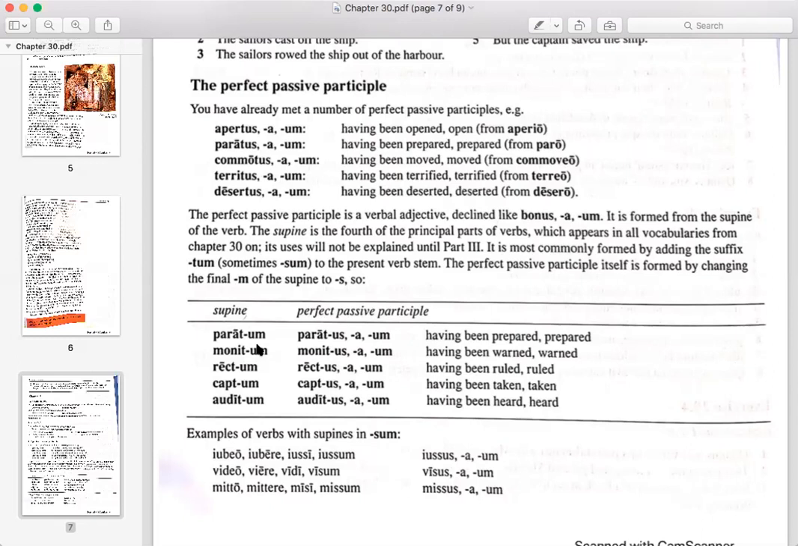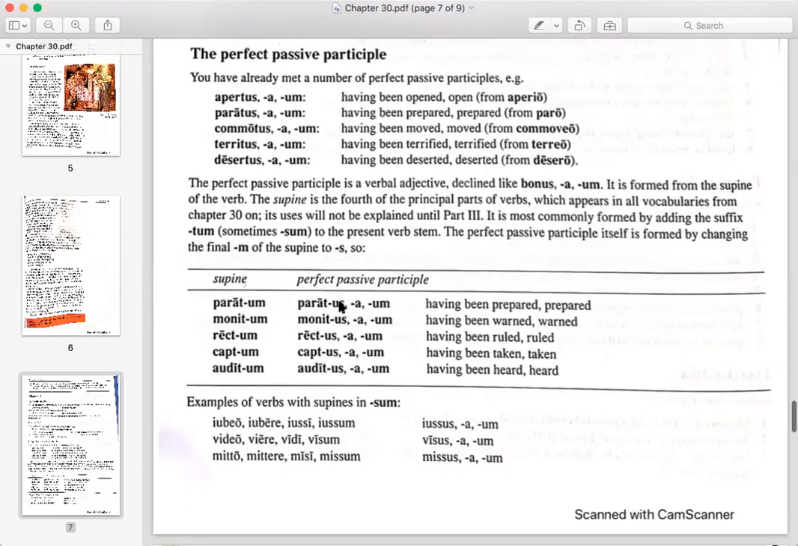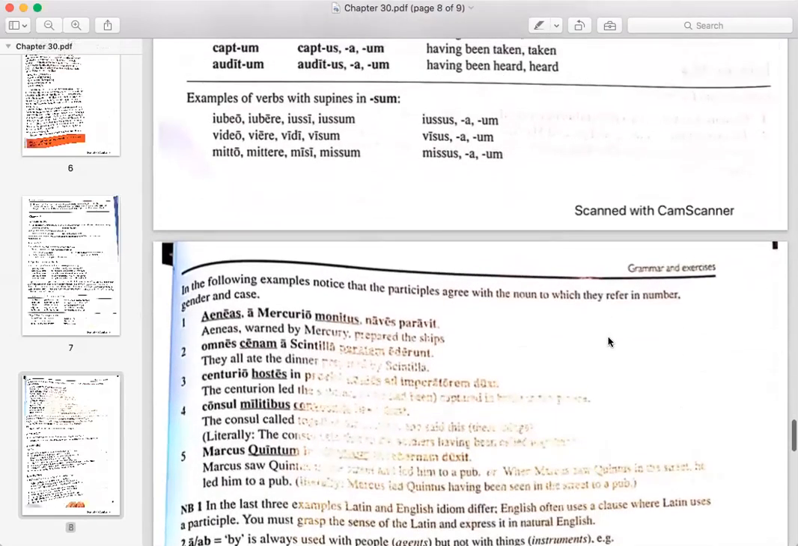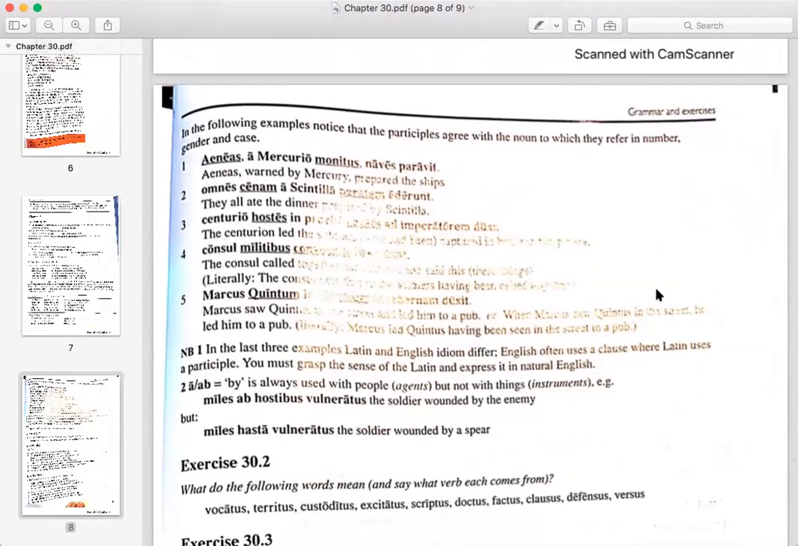It's okay. You can just pretend that that fourth principal part is a neuter, and then you know that the us and a are going to be your endings for masculine and feminine, and that's perfectly fine to conceive of it like that at this point. Do not worry about the supine. In the following examples, notice that the participle agrees with the noun to which it refers in number, gender, and case, just like an adjective.